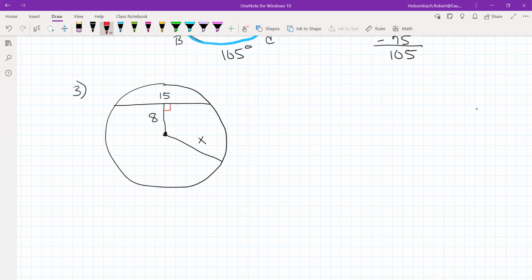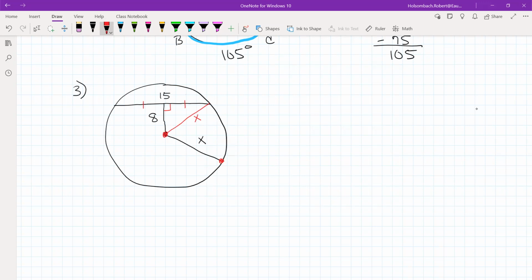So what we talked about last week was that when a radius intersects a chord, it forms a 90-degree angle. So what they're saying is that this 8 is just a section of a radius. That it intersects at 90 and it bisects this chord. So now if we need x, since x goes from the center of the circle to the edge of the circle, we can redraw it over here and make it the hypotenuse of this right triangle. And it's going to be the same length.